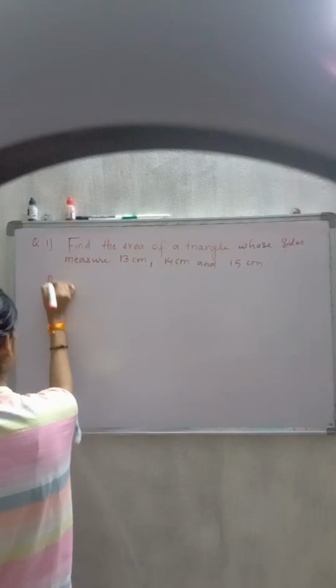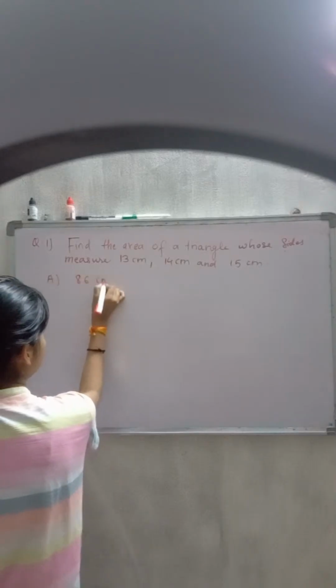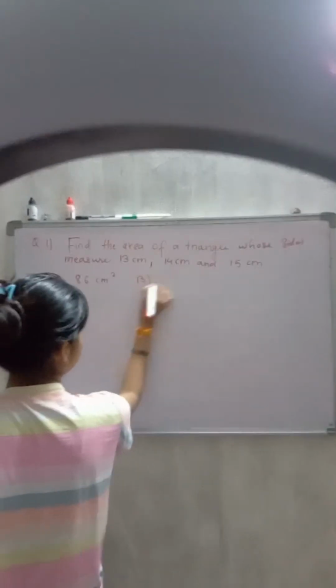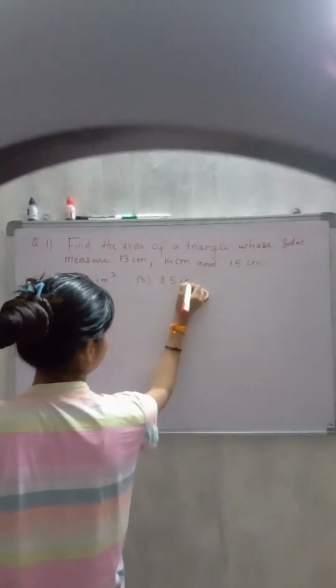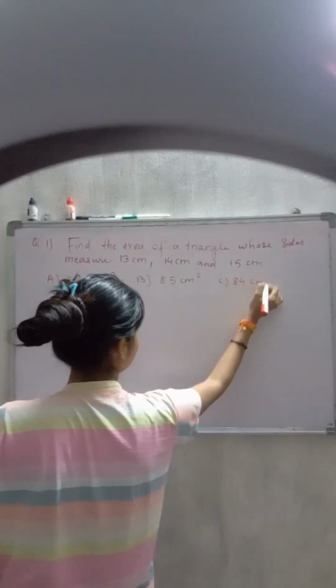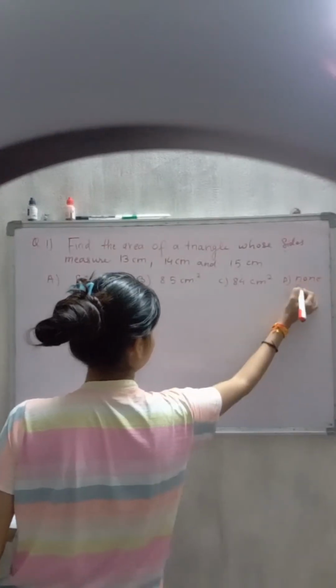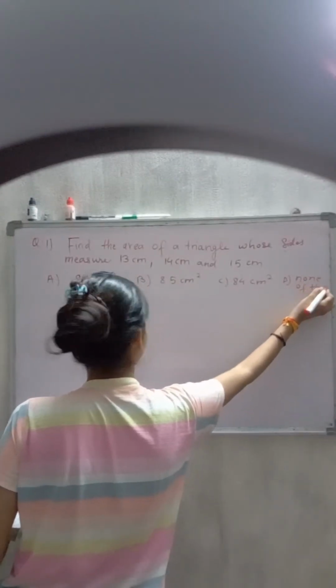And your options are here: A, 86 centimeter square, B, 85 centimeter square, C, 84 centimeter square, and D, none of these.